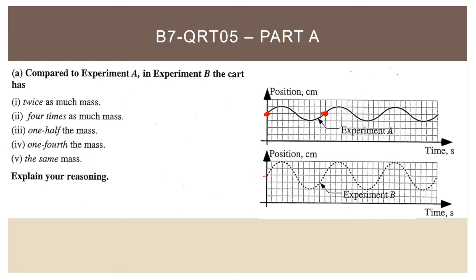And for experiment B, it starts here at the equilibrium position, so we'll measure it from there. It goes up, down, and then back again right here. And notice these two dots line up. And that means the period is the same.